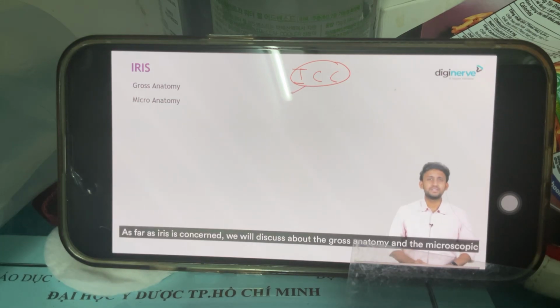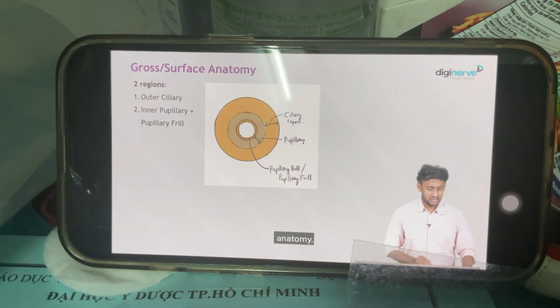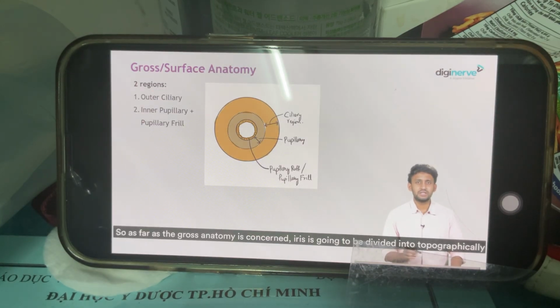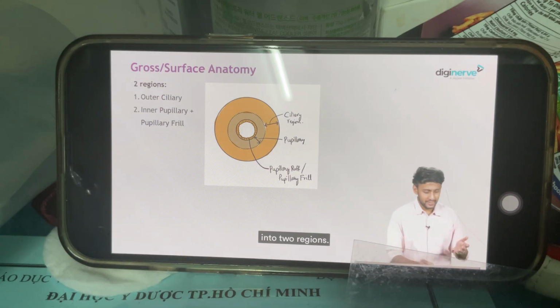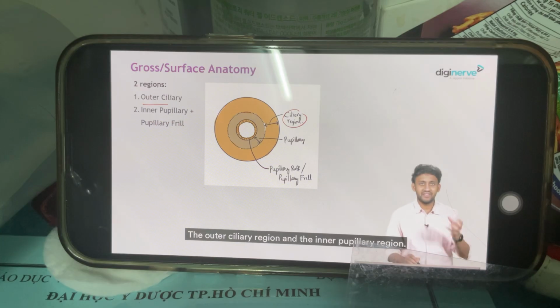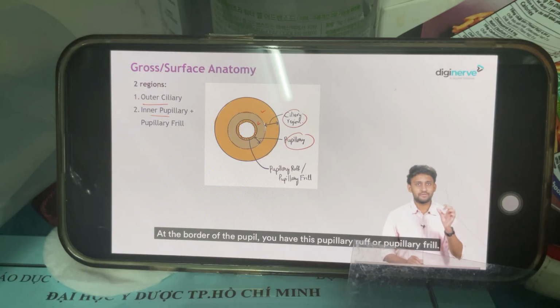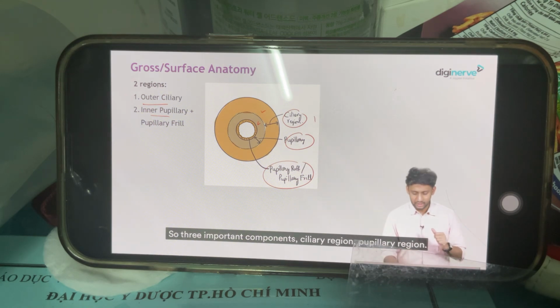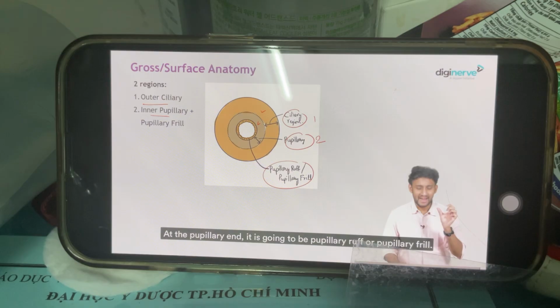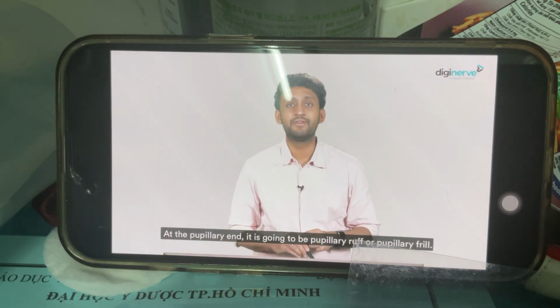As far as the iris is concerned, we'll discuss the gross anatomy and the microscopic anatomy. In gross anatomy, the iris is divided topographically into two regions: the outer ciliary region and the inner pupillary region. At the border of the pupil, you have the pupillary ruff or pupillary frill. So three important components: ciliary region, pupillary region, and at the pupillary end, the pupillary ruff or frill.